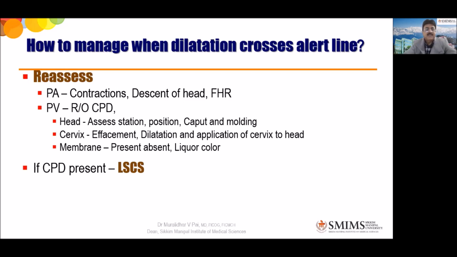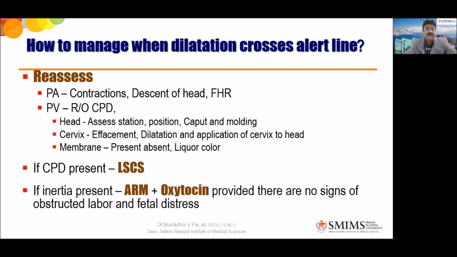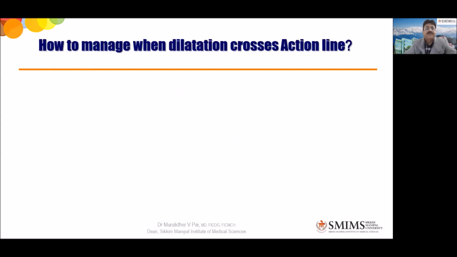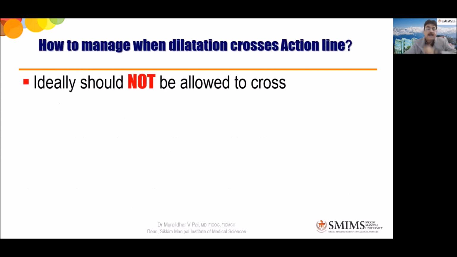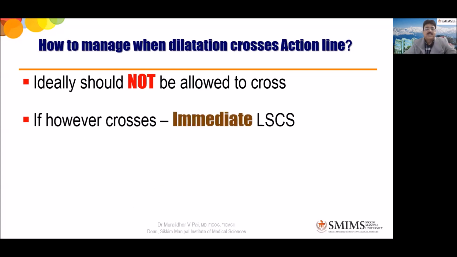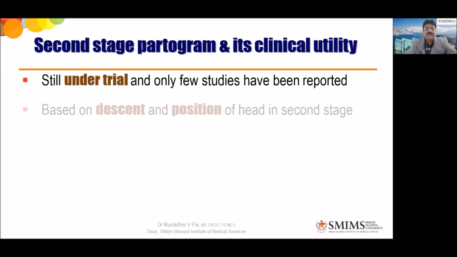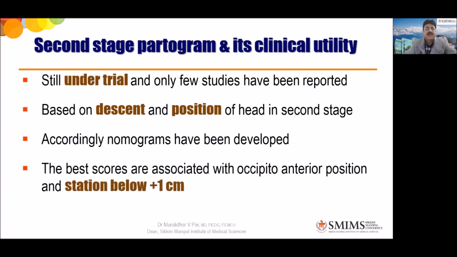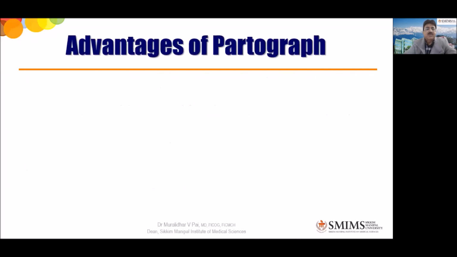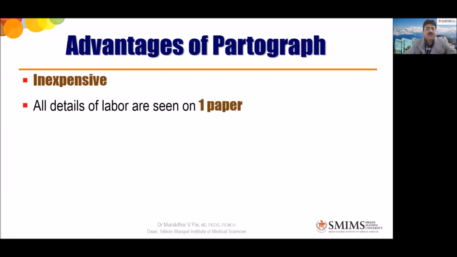If CPD is present, just do cesarean section, nothing else. If inertia is present, you can do ARM plus oxytocin to augment the labor. If there is crossing of the action line, ideally it should not be allowed, but if it crosses, not emergency, but immediate cesarean section should be done. As I said, second stage is still under trial. Second stage partogram is yet to come. I have already told you this.